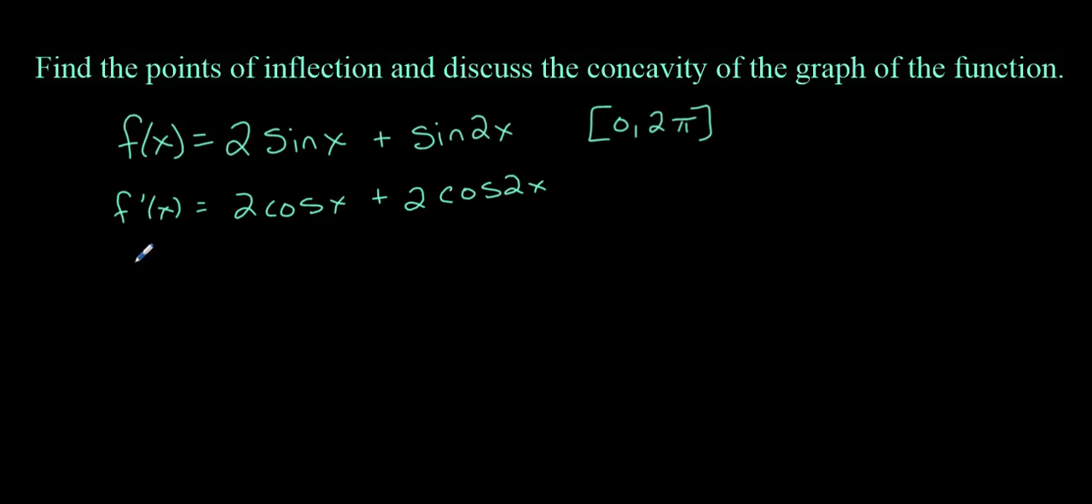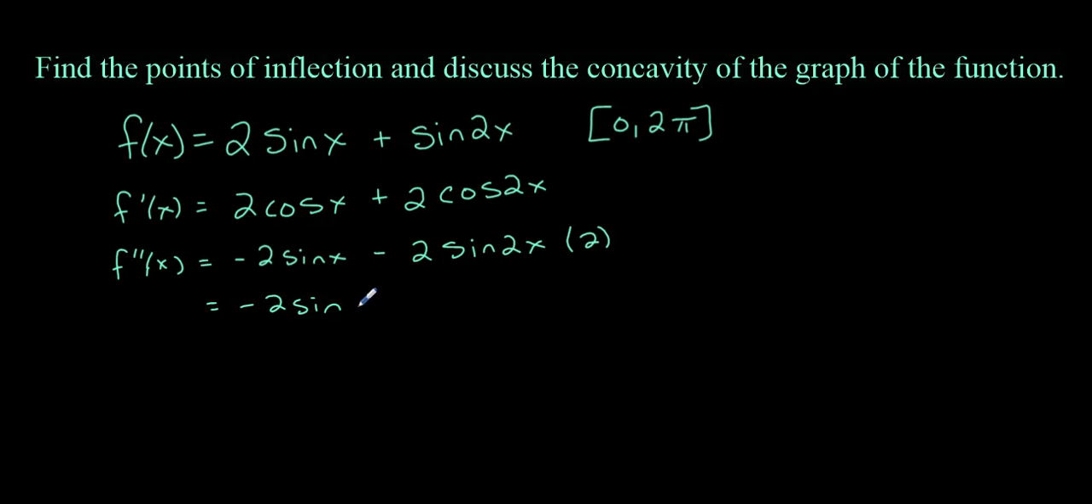All right, now let's find the second derivative. Derivative of cosine is negative sine, negative 2 sine x. Derivative of cosine would be negative sine, and then times 2. And finally we get negative 2 sine x minus 4 sine 2x.